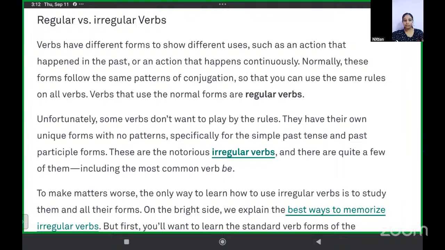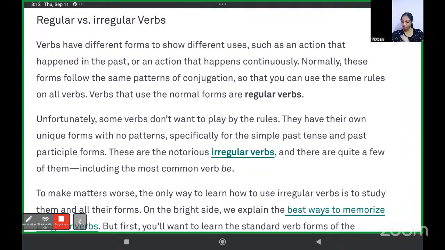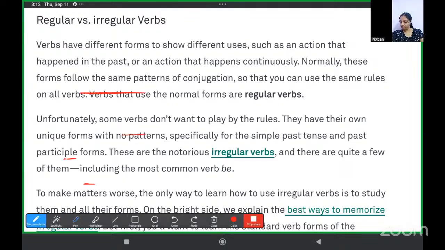But irregular verbs are different. For example, take a word, eat. Its past form becomes ate, and the past participle, eaten. They are not using ed or ing like most of the regular verbs.